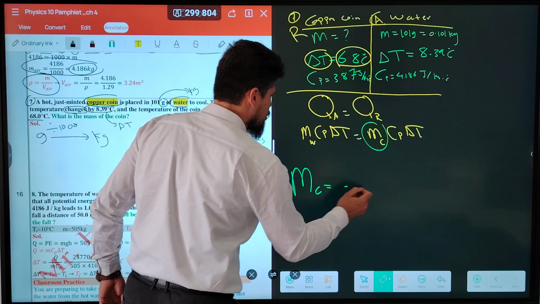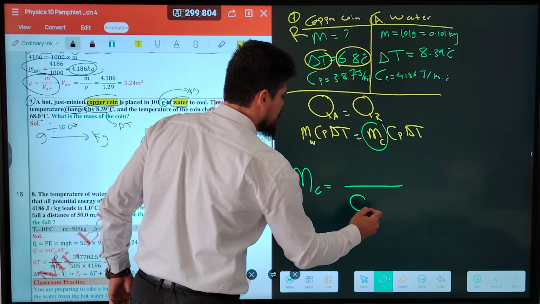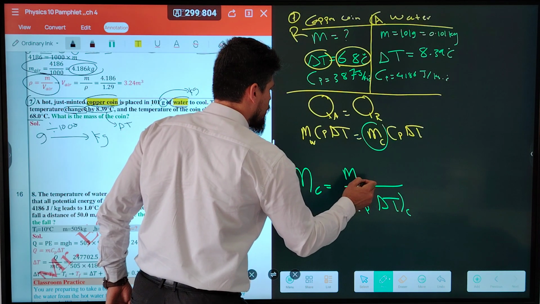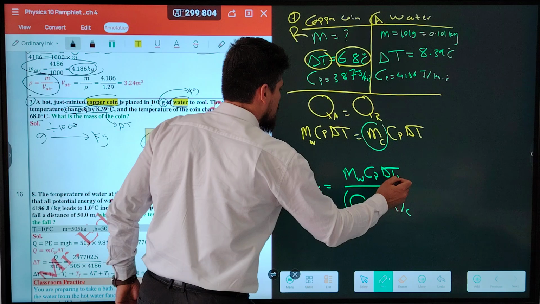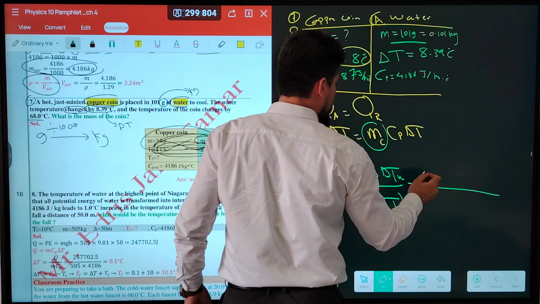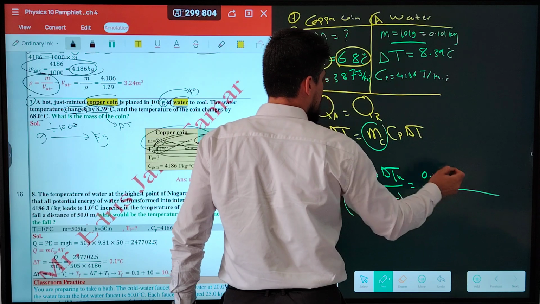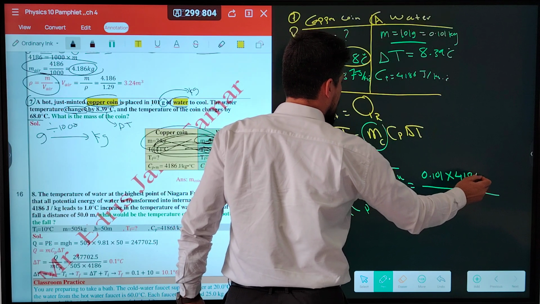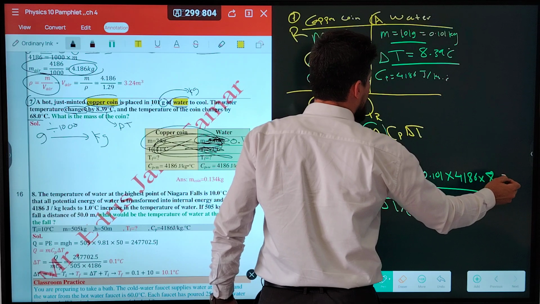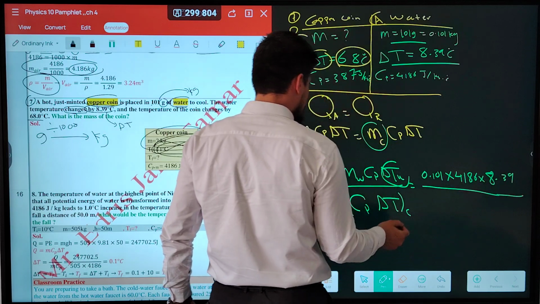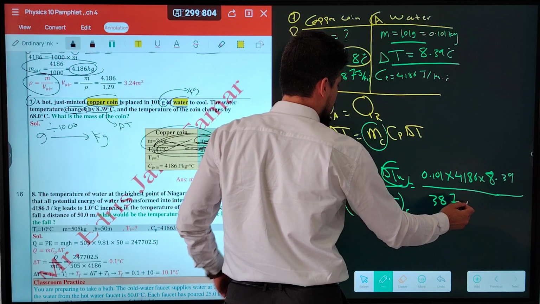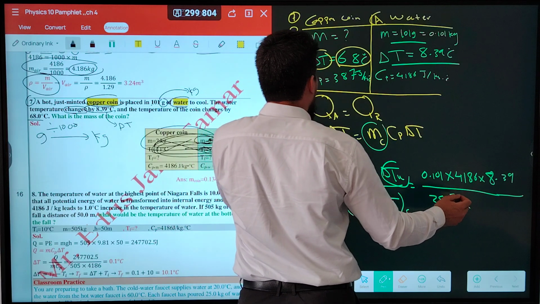Mass of copper is equal to what we have with the mass of copper? Cp and delta T for copper, and m water, Cp water, delta T of water. Replace. Mass of water was given, 0.101. Cp constant. Change in temperature for water 8.39, divided by Cp for the copper coin 387, constant. Change in temperature for the coin is equal to what?